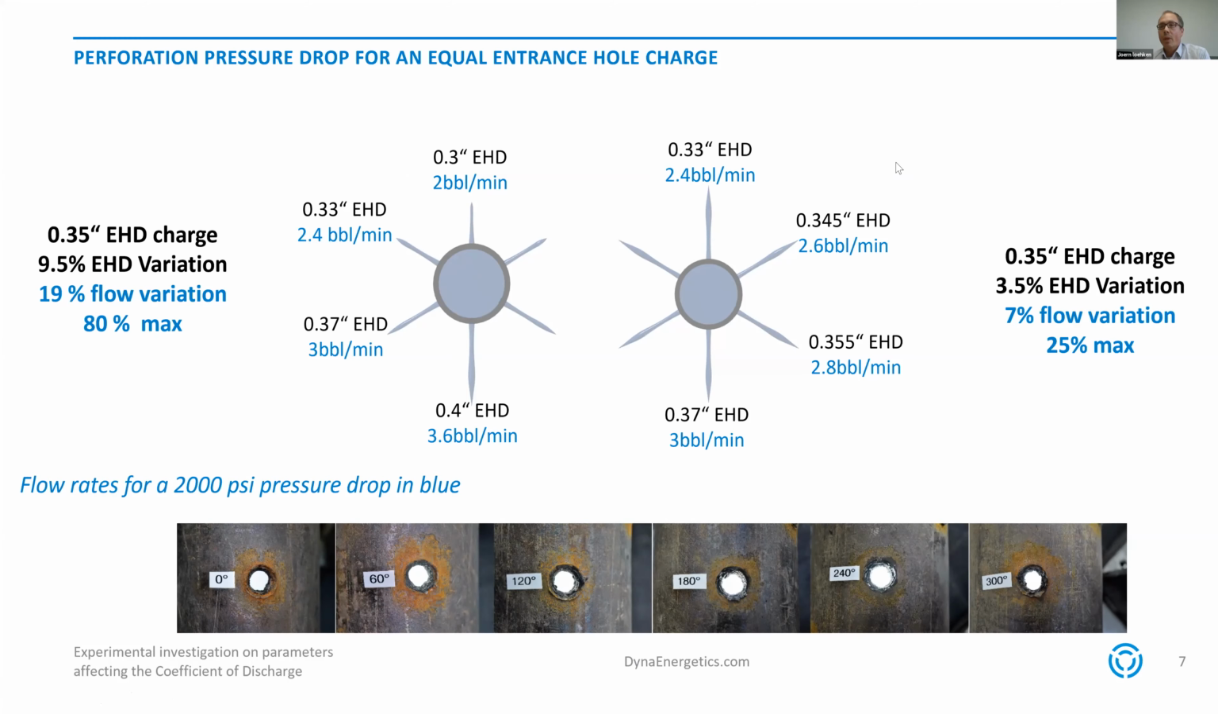That can be mitigated by using modern equal entrance hole charges like Halo Frag, Frag Tune charges, which have a reduced entrance hole variation. In this example, we have taken an entrance hole variation of only 3.5%, and that means that the difference between the high side and the low side is not that large anymore. And the flow is 2.4 barrels per minute in this example, and 3 barrels for the lower perforation, and the maximum deviation is now only 25%. With equal entrance hole charges, you can reduce this difference in flow amount going into your fracture through the different perforations.